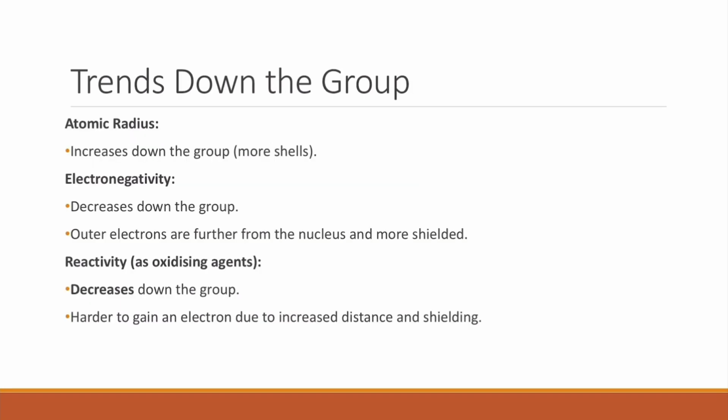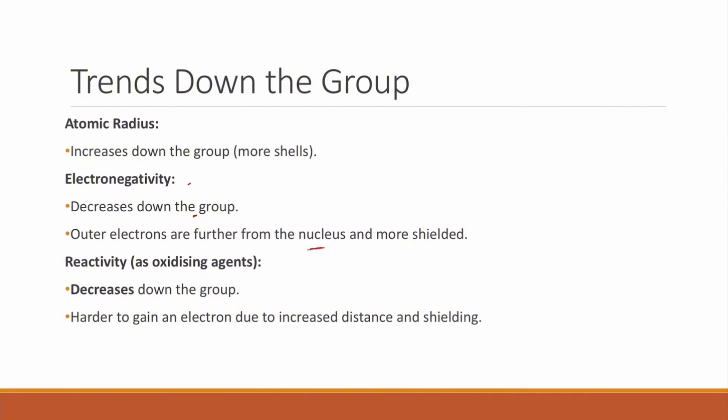The trend down the group, first of all: the atomic radius always increases down any group because of the increase in the number of shells. Electronegativity will decrease down the group, and this is because the outer shell electrons are further away from the nucleus because of the increase in the atomic radius, and they become more shielded. So they will attract or pull the electrons in a covalent bond less than the ones at the top.